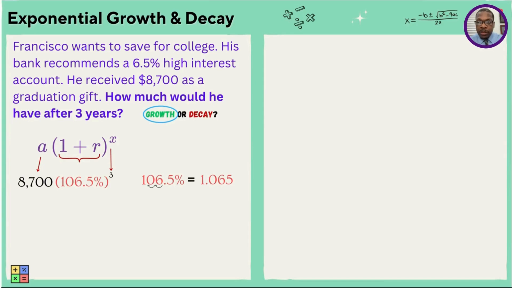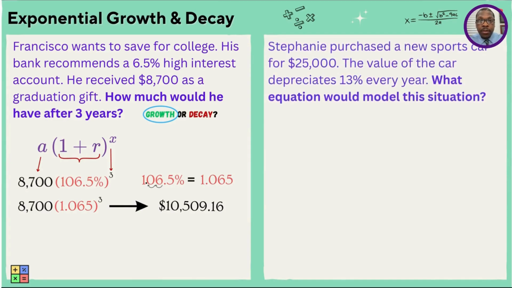Okay, let's plug that in. So we have our A, which is 8,700. We have our growth rate, 1.065, and we have our number of years, which is 3. We plug it into Desmos, our graphing calculator, and we will get our result of $10,509.16. Not bad. Not bad if he's going to keep it in the bank. Okay, let's do another problem.